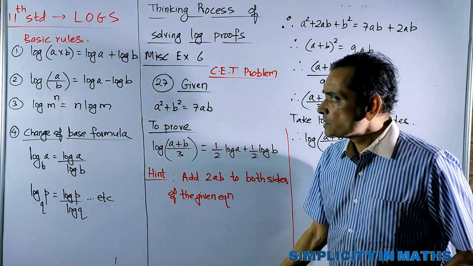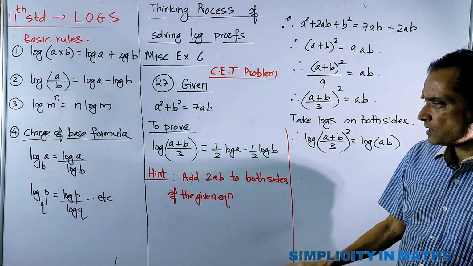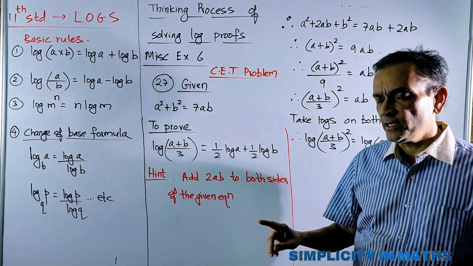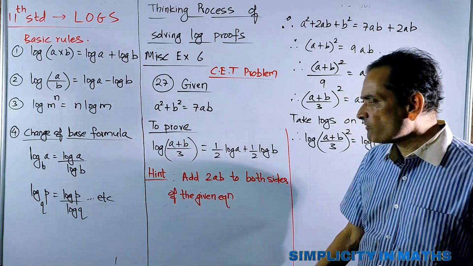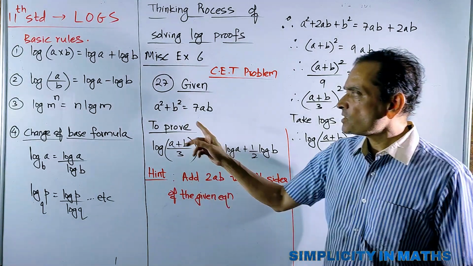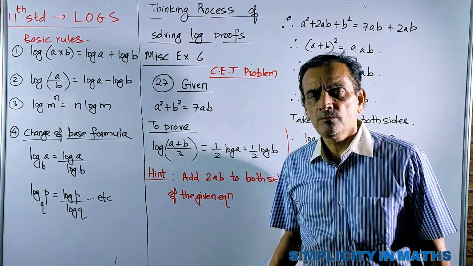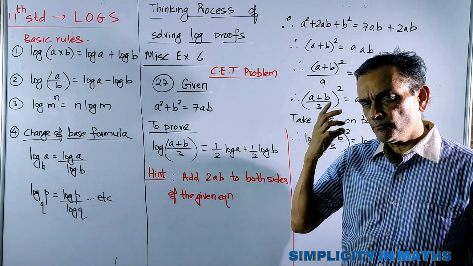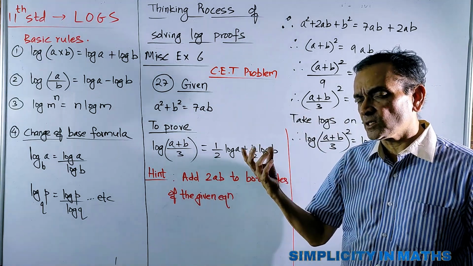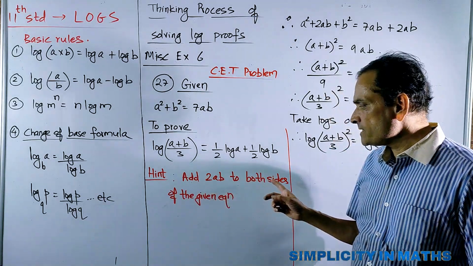Okay? So this is the given equation. You have to prove this. What is the hint that I have written? Add 2ab to both sides of the given equation. अभी given equation क्या है? A squared plus b squared equal to 7ab. So how do you prepare the hint? और ध्यान में कैसे रखते हो? क्या करना है? Why do we need to add 2ab to both sides?